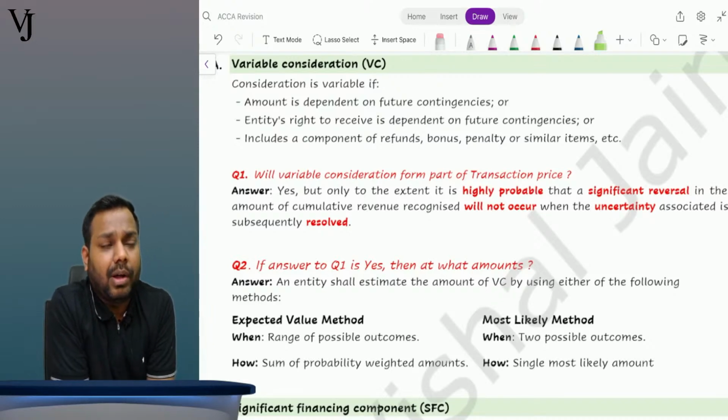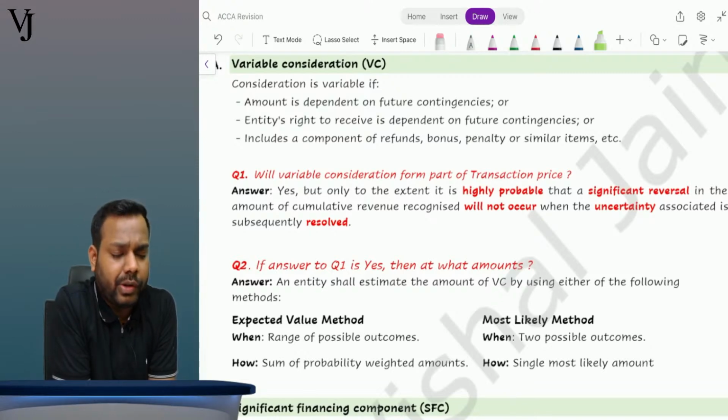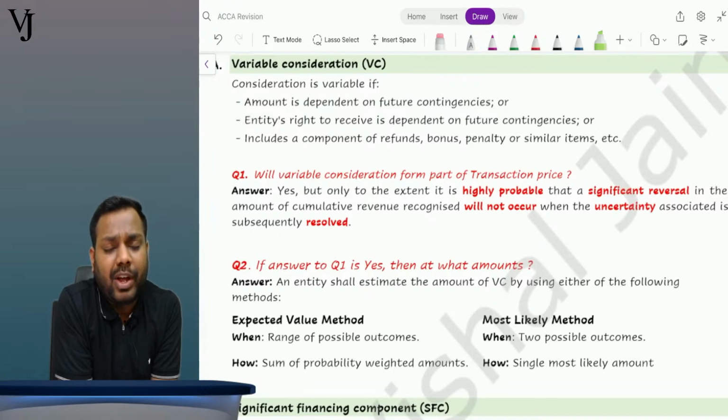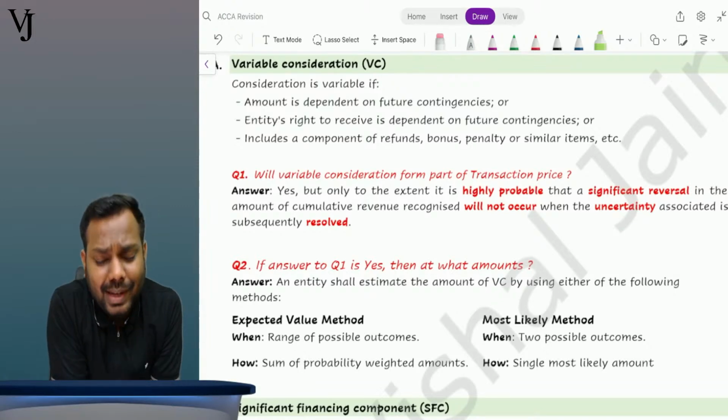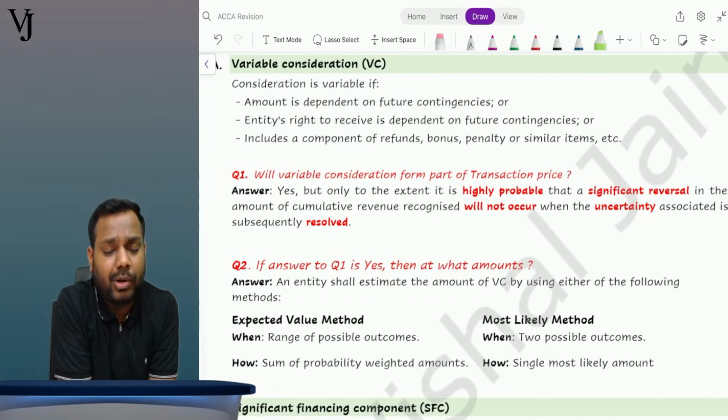Now let's suppose DLF has entered into a contract with Fortis for construction of a hospital, and Fortis says that if you construct this hospital within 2 years, I will give you $1 million. This is the transaction price. But now Fortis is putting some conditions here. If you give me early delivery by 6 months, I will give you an award of 0.5 million. If you give me delayed delivery, then I will charge you a penalty of this amount.